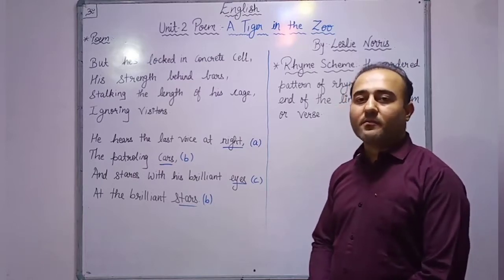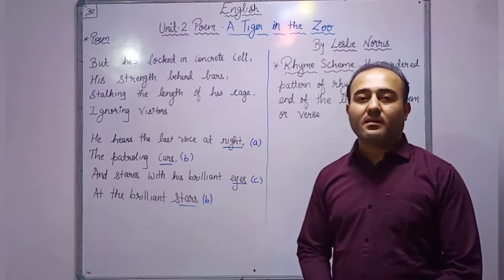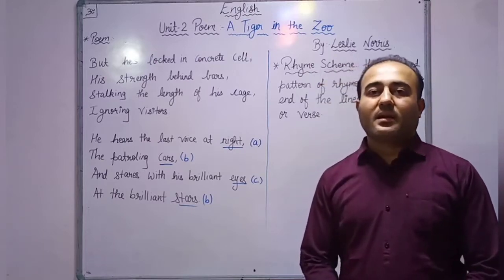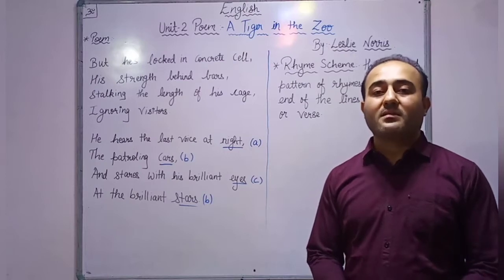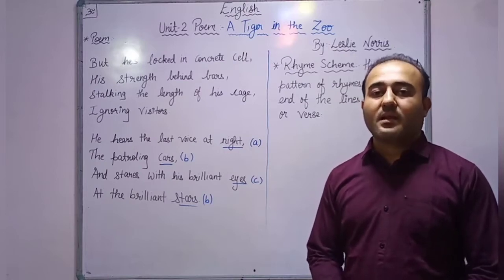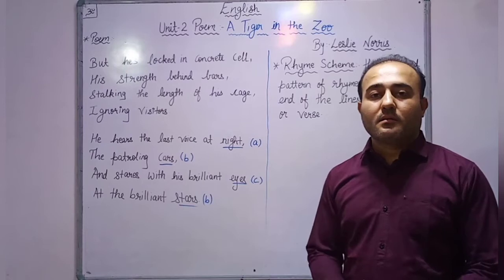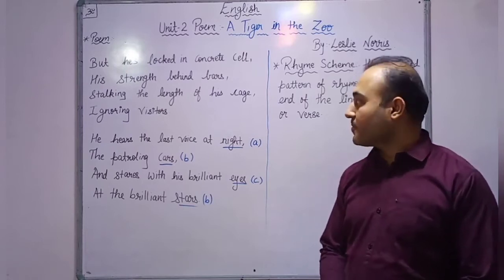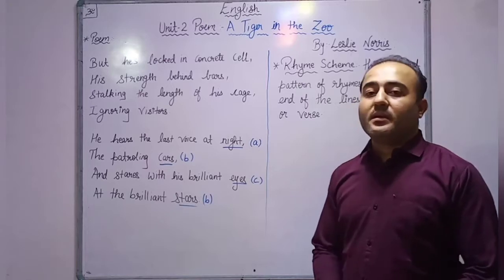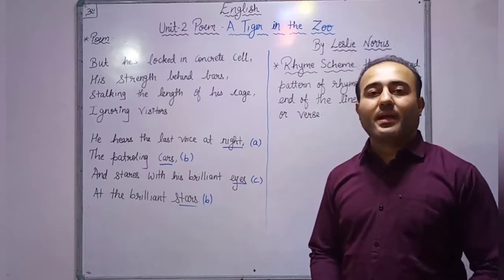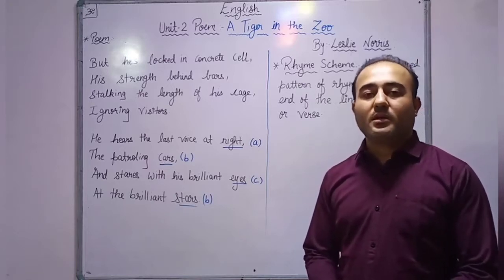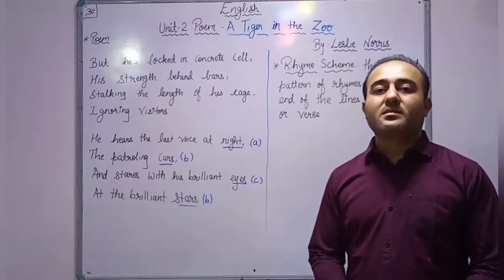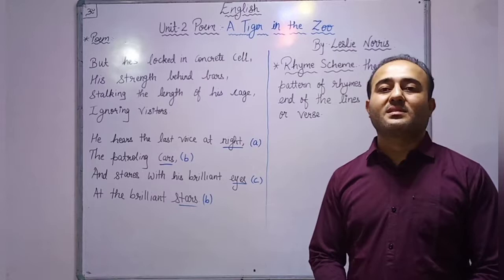By this paragraph, the poet sees the tiger in the concrete cell where his strength remains unutilized, that is, the tiger, though having enough strength, cannot do anything, and it keeps on moving here and there slowly in its own cage, ignoring the visitors who have come to see it.